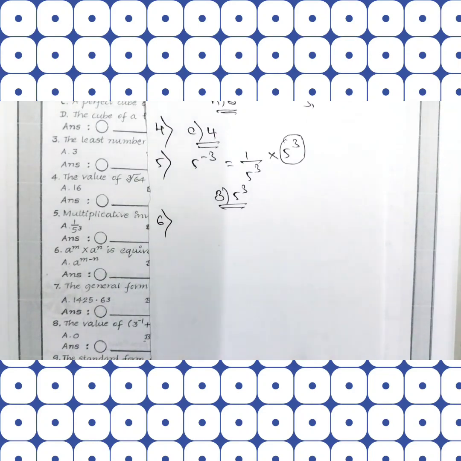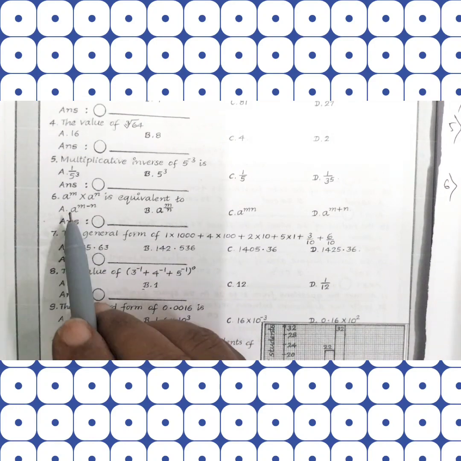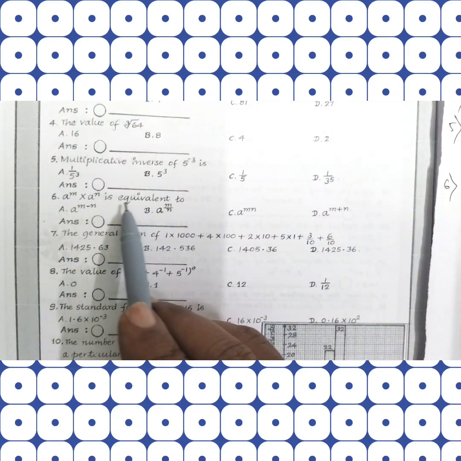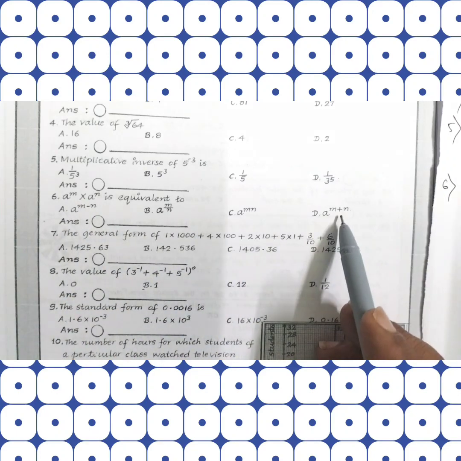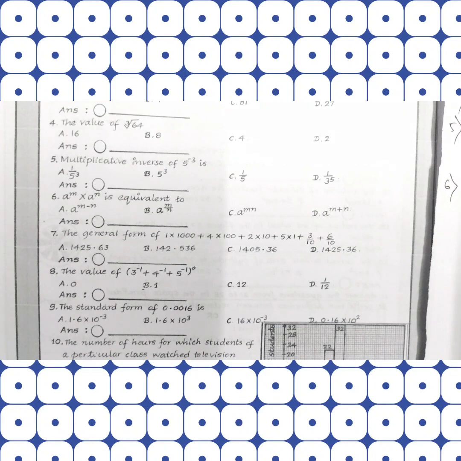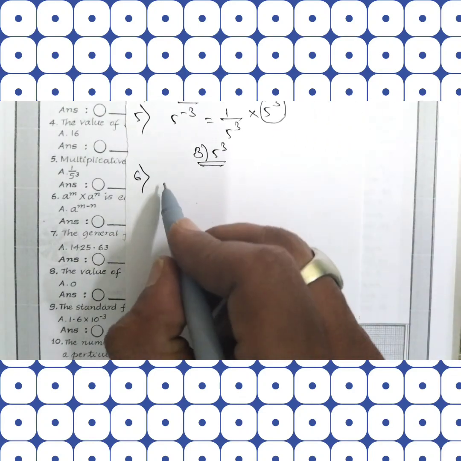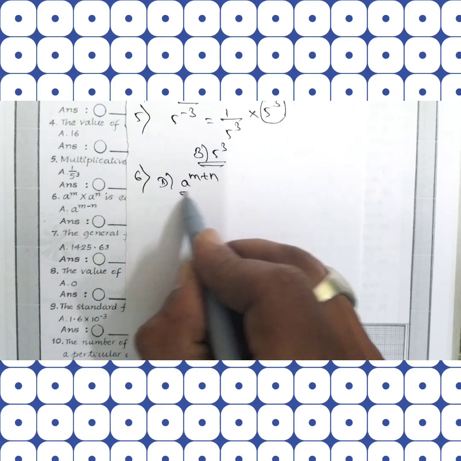Now let us move to the sixth question. In the sixth question, a to the power of m into a to the power of n is equivalent to, so the right answer is option D, a to the power of m plus n. So option D, a to the power of m plus n.